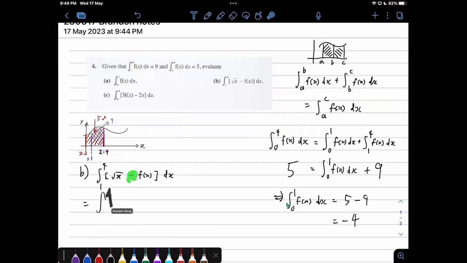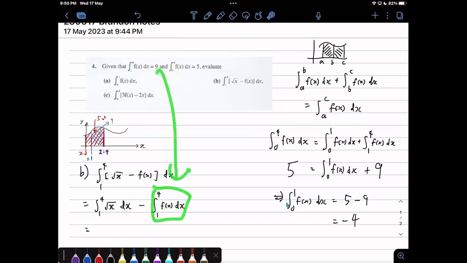Better to do it analytically, use algebra. Remember, when there's a minus sign, what do you split? Separate it. And minus, what do you put for the limit? Is 9. Still the same. 1 to 4 f(x) dx. Very good. Okay. 1 to 4 f(x) dx on its own already. 9. Yeah, it's 9. Good.